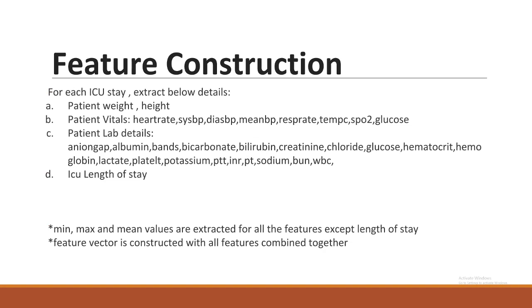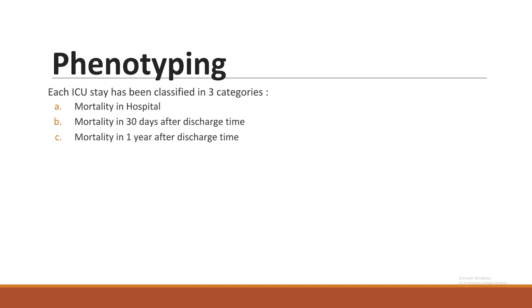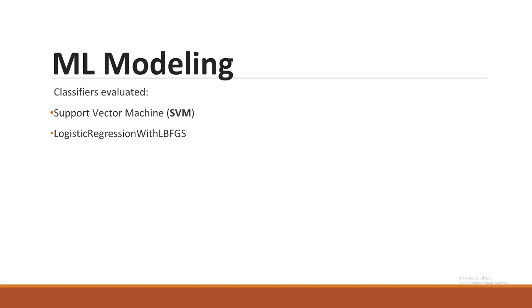Post our analysis, we extracted patient demographics, vital sign measurements, procedures, and lab results during the patient's ICU stay. We further applied aggregate functions like min, max, and mean to derive more meaningful features out of the data. Furthermore, we classified the training samples into three phenotypes: mortality in hospital, mortality 30 days after discharge, and mortality 1 year after discharge. For our first version of implementation, we explored two supervised classifiers, the support vector machine and the logistic regression classifier. We chose to work with them because they produce decent results even with the raw data without aggregation.